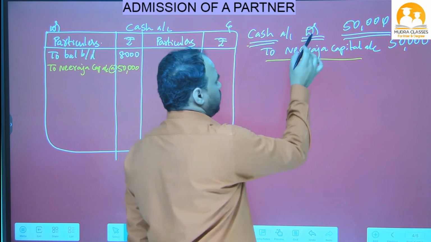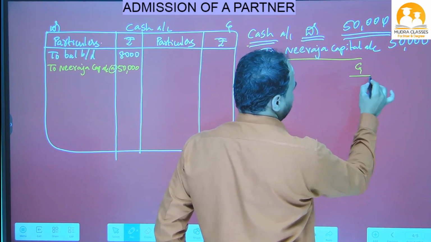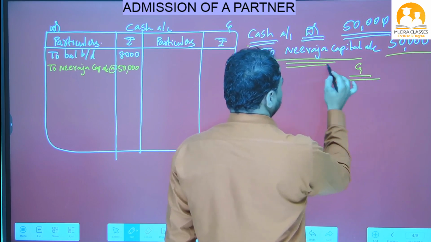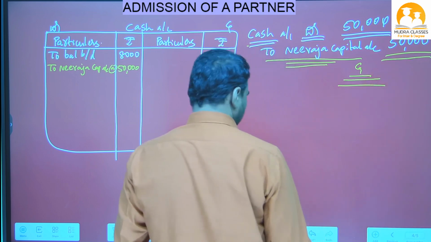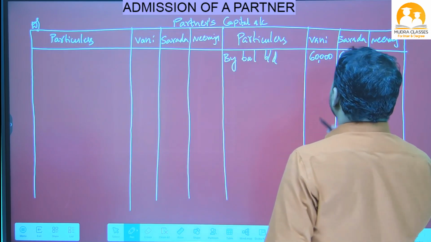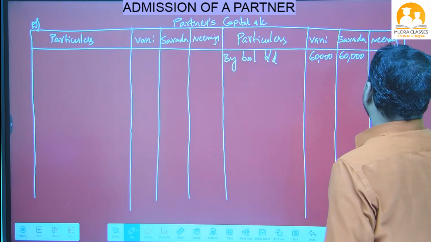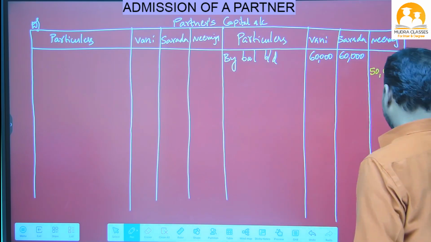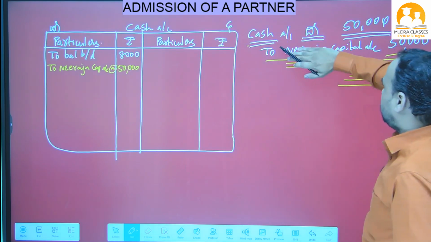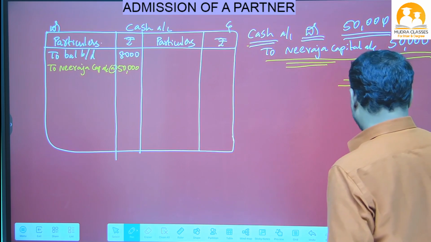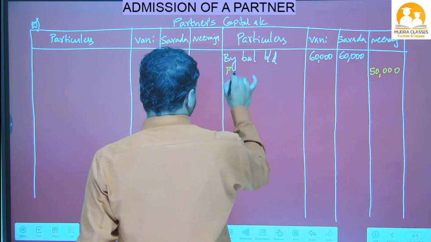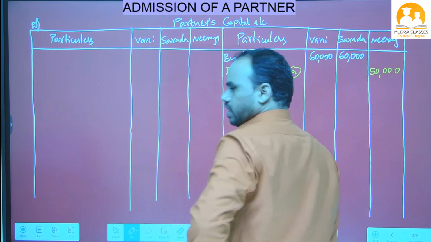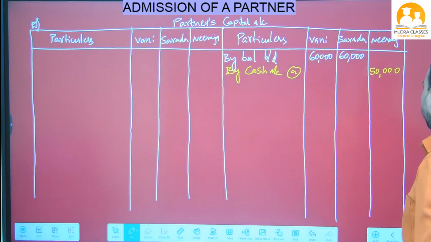Next, cash is on the debit side. That means Neeraja capital is on which side? Credit side. So write in Neeraja capital credit side 50,000. This is the Neeraja capital credit side, I wrote 50,000. Okay, now close this Neeraja capital. What is opposite? Cash. So opposite this amount write down: by cash account, adjustment number A.